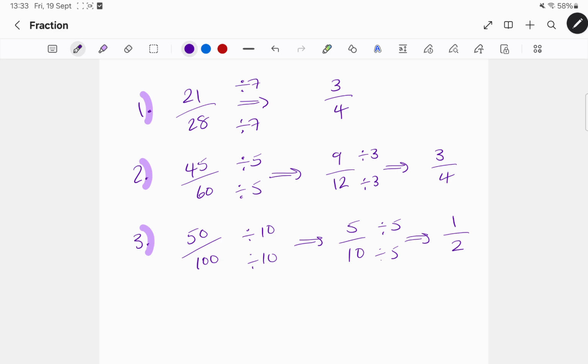Okay, and that's a short introduction on how to simplify fractions.